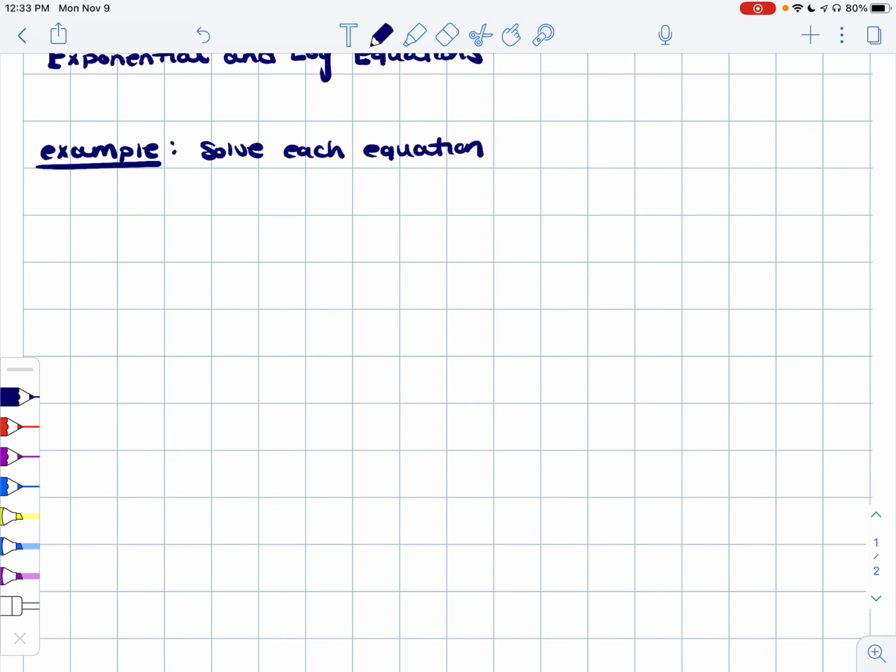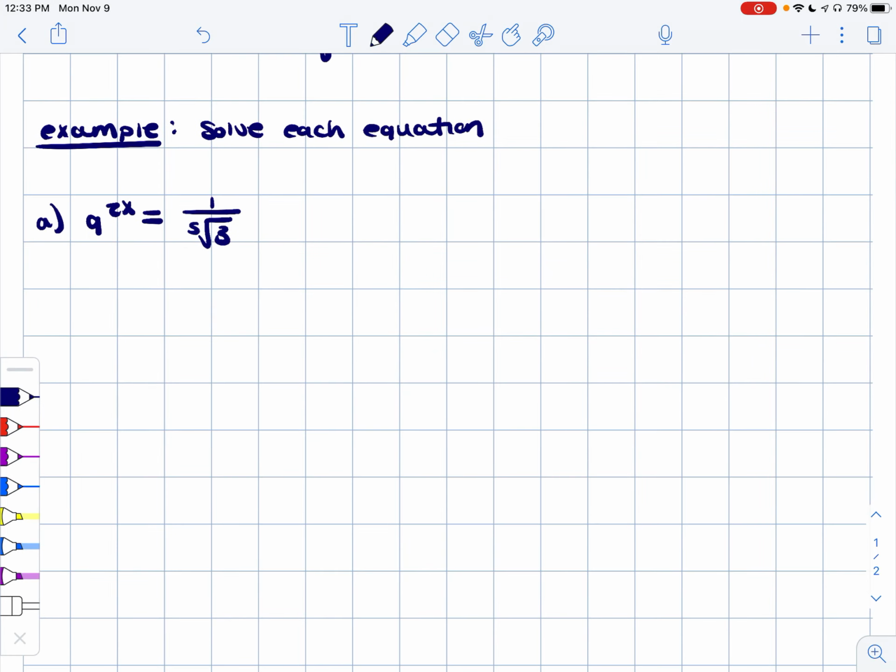Okay, so let's say we have 9 to the power of 2x is equal to 1 over the fifth root of 3. So looking at this equation, I can see that we have a base of 3 on the right-hand side and a base of 9 on the left-hand side. Now currently we don't have the same base on both sides, but we could rewrite both sides as a power of 3. So on the left, I'm going to go ahead and change my 9 to a 3 squared.